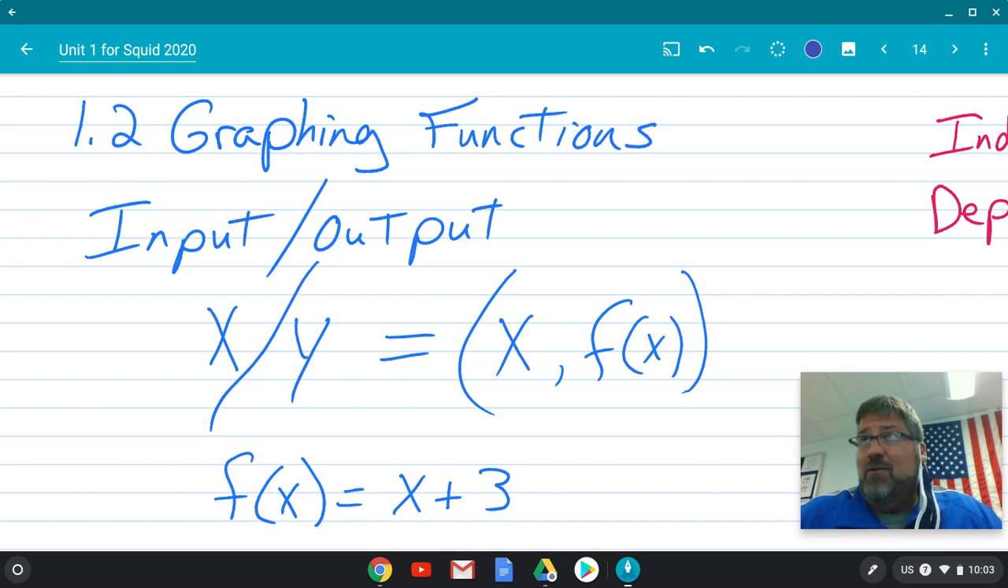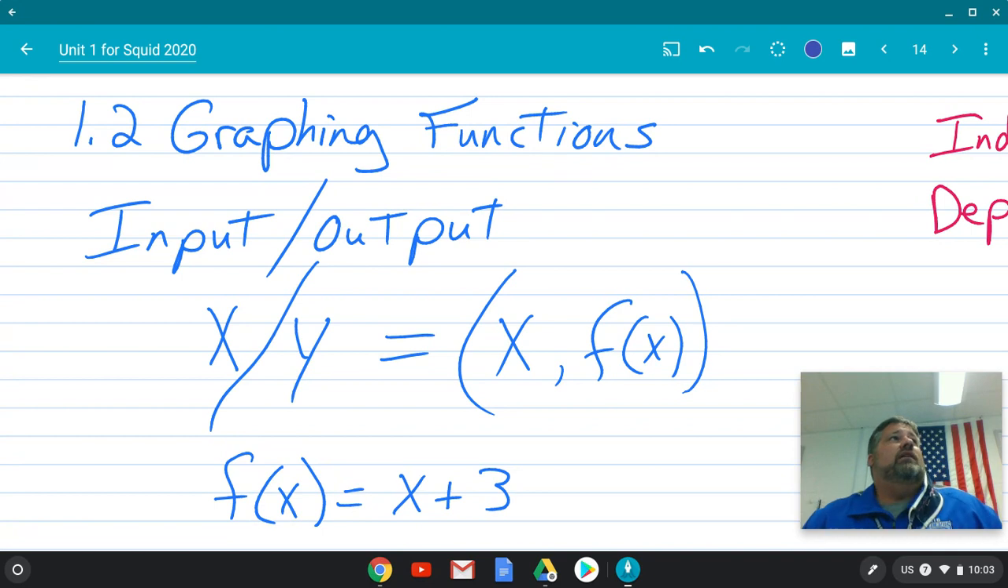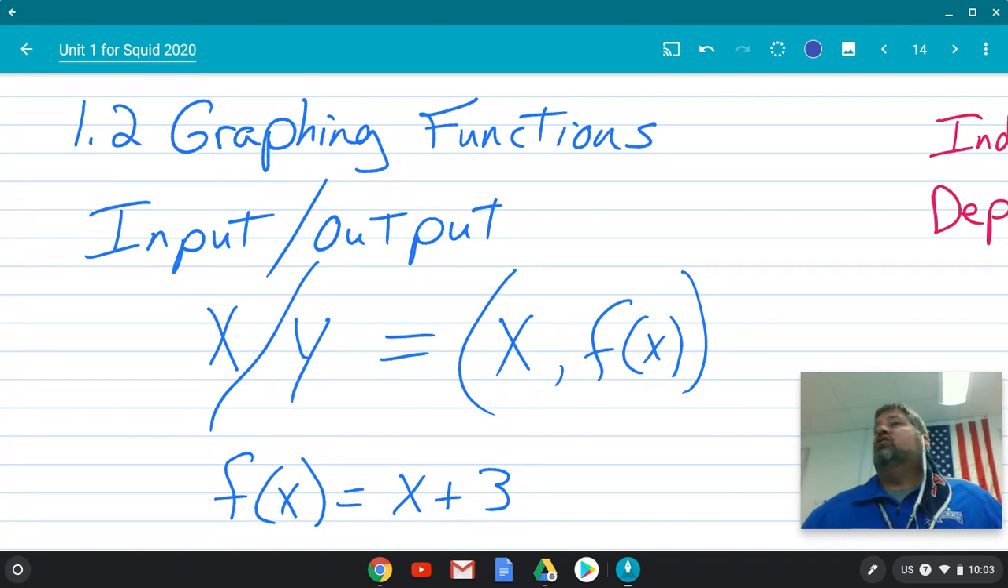And welcome to section 1.2. Last night over the weekend, you were asked to read and highlight section 1.2. Let's just start by talking about what you read and what you learned, okay?